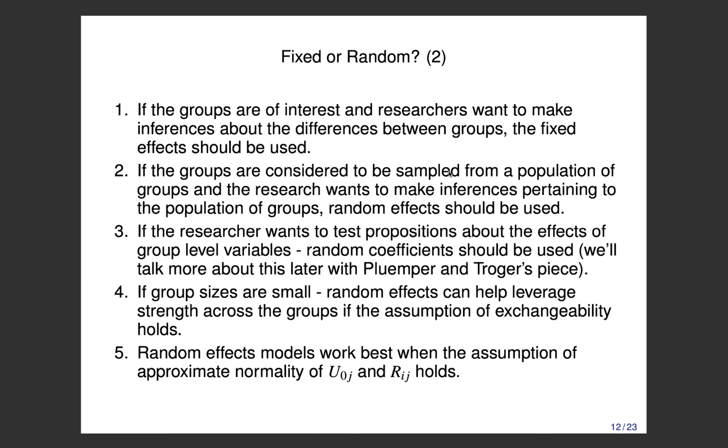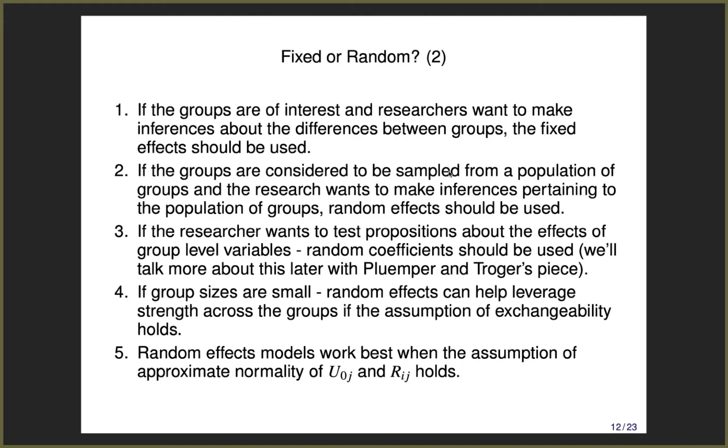If group sizes are small, then random effects can help leverage strength across the groups. And random effect models work best when the assumption of approximate normality of the level 2 and the level 1 residuals holds. We're always making normality assumptions about the level 1 residuals, so that's these guys here. When we have random effects, we're also making normality assumptions about the level 2 residuals as well.